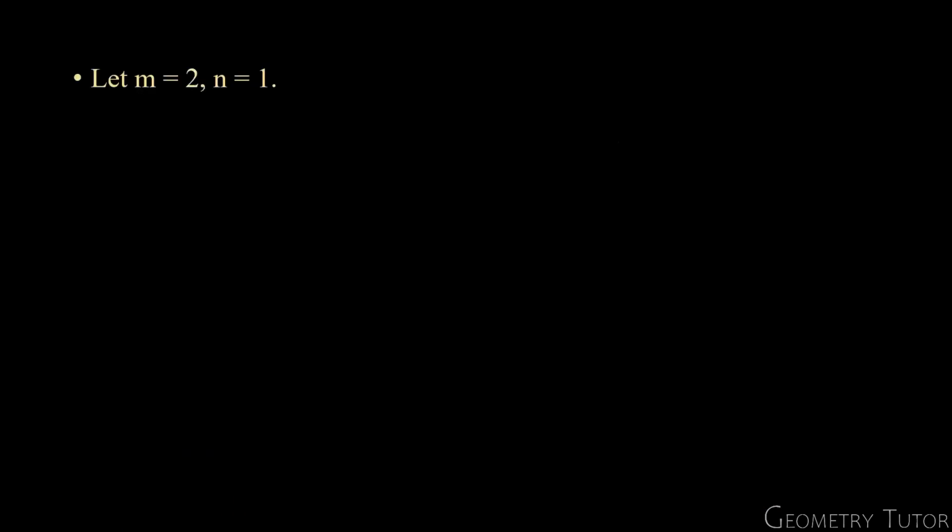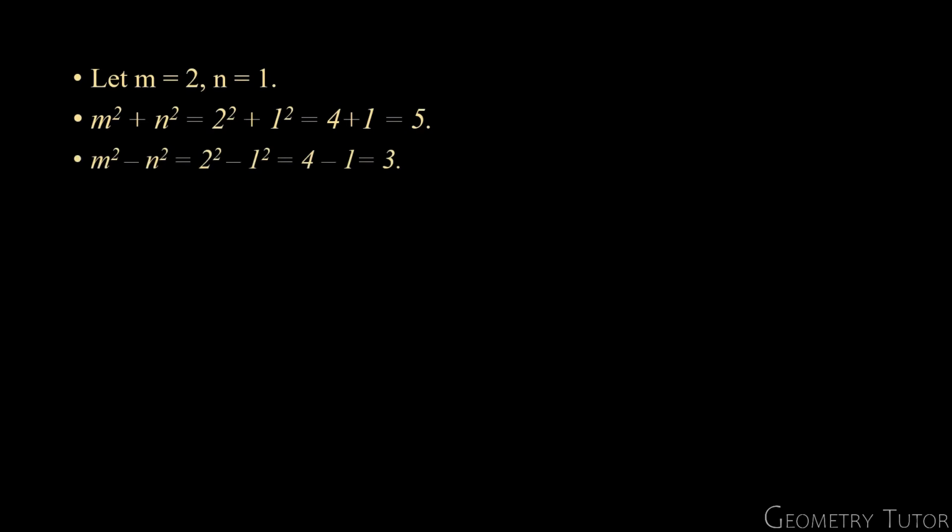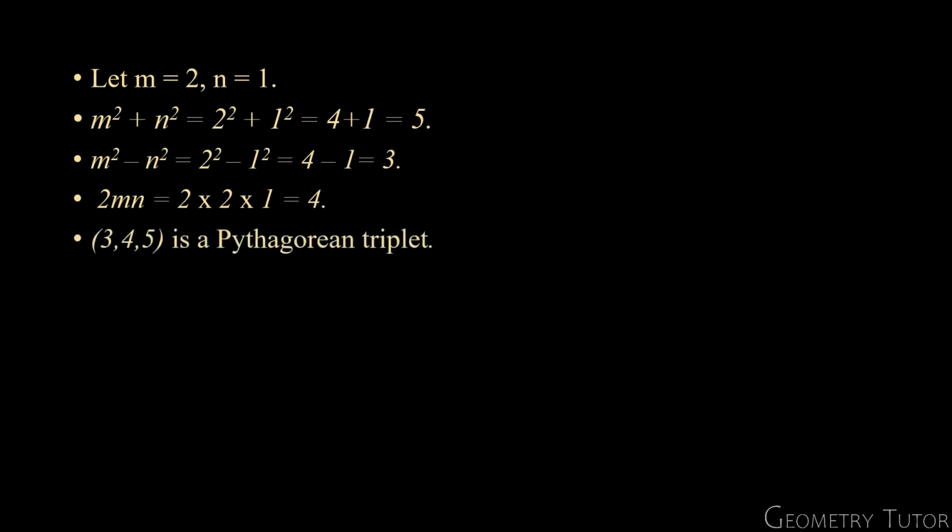Now let us find out a triplet. Let m is equal to 2 and n is equal to 1. These are natural numbers. So m square plus n square is equal to 2 square plus 1 square. 2 square is 4, 1 square is 1. 4 plus 1 is equal to 5. So we got one side, that is 5. Next one, m square minus n square. Value of m is 2, value of n is 1. So 2 square minus 1 square is equal to 4 minus 1 is equal to 3. That is second side. 2mn is equal to 2 into 2 into 1. It is nothing but 4. So 3, 4, 5 is a Pythagorean triplet.